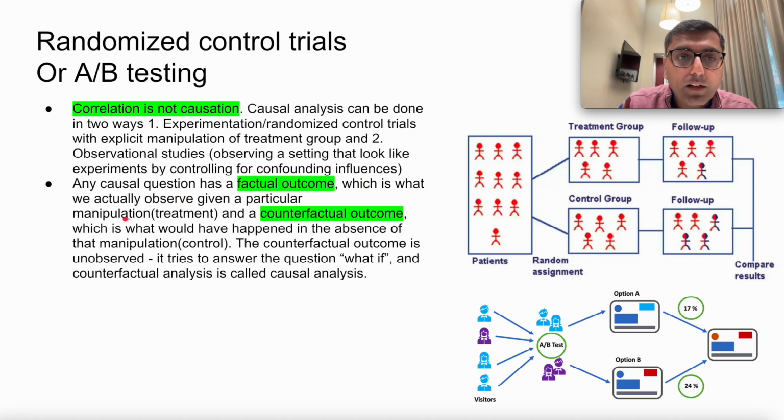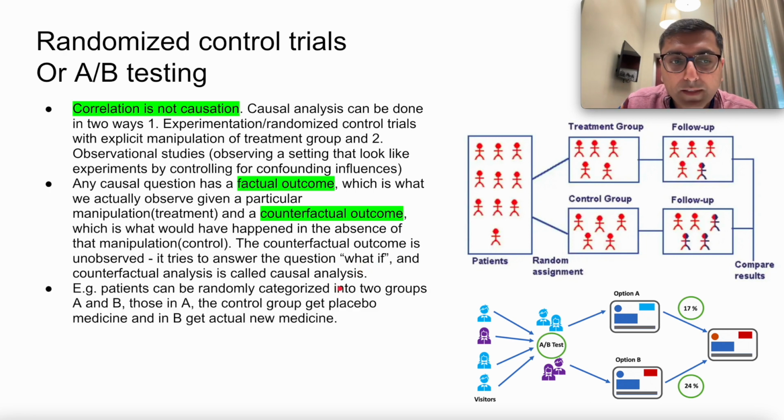And then the second one is, again, answering what if you didn't do this? What if you didn't give this treatment? You just kept them as is, the control, or kept the red box, the default, as is. That's the counterfactual outcome, which is what the outcome would be in the absence of that manipulation that you did, right? So that's the counterfactual outcome of what is unobserved. It tries to answer the what if, right? And that's the basis of causal analysis.